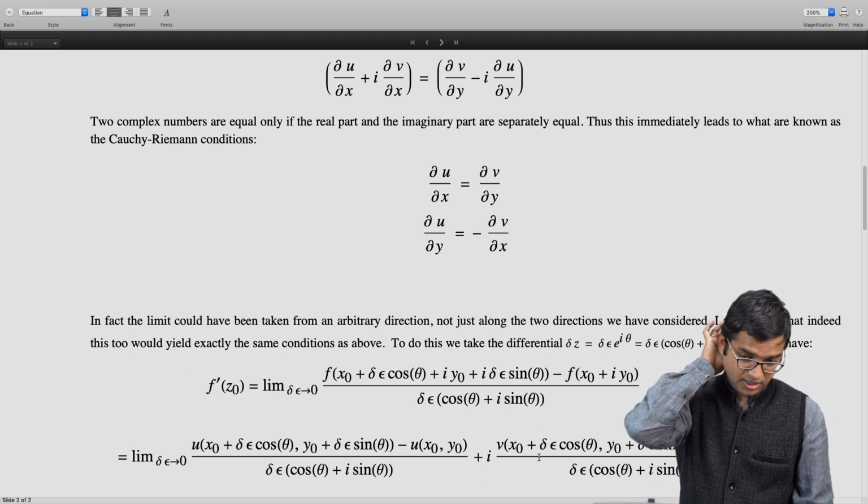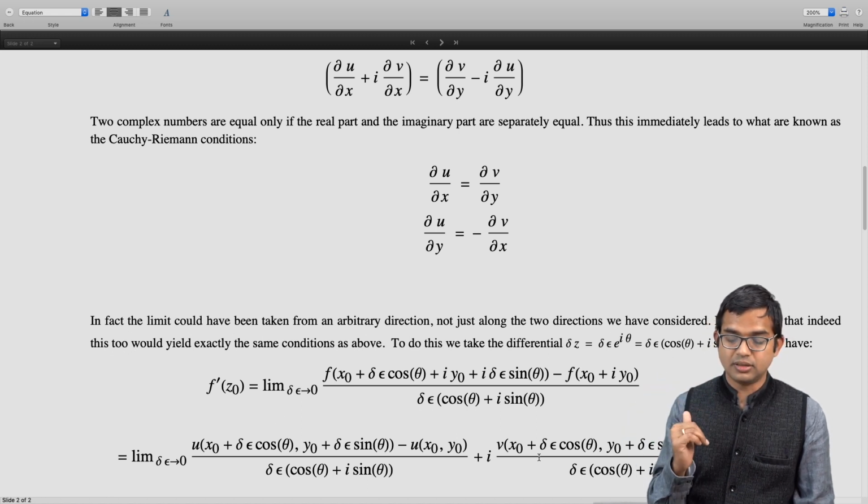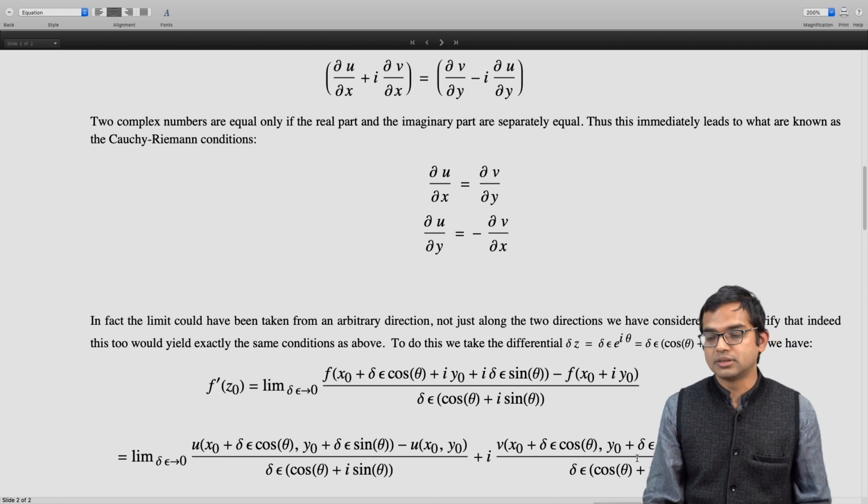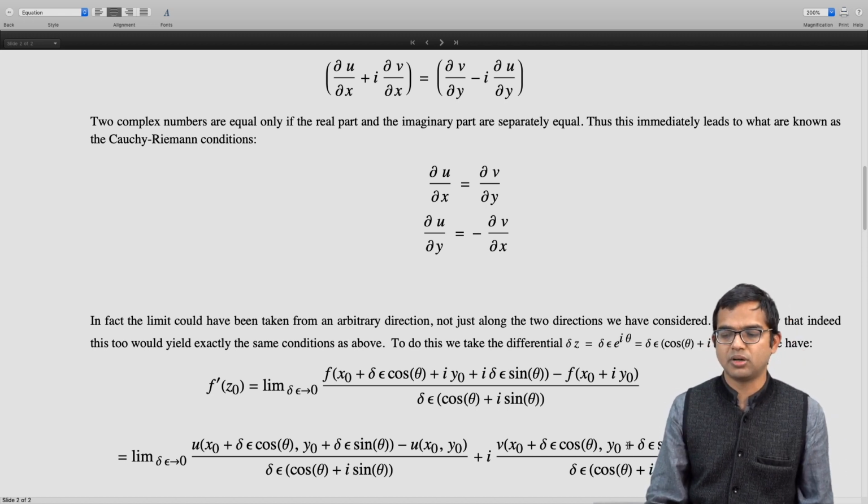So there's a perturbation both in the x direction and in the y direction. So you have to consider v of x naught plus delta epsilon cos theta comma y naught plus delta epsilon sine theta minus v of x naught y naught divided by delta epsilon, times e to the I theta.